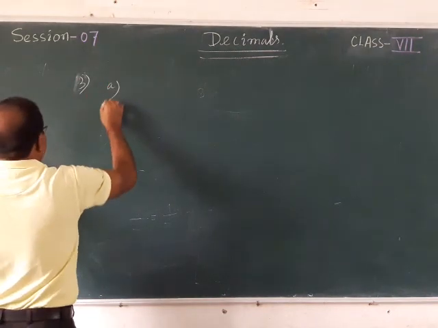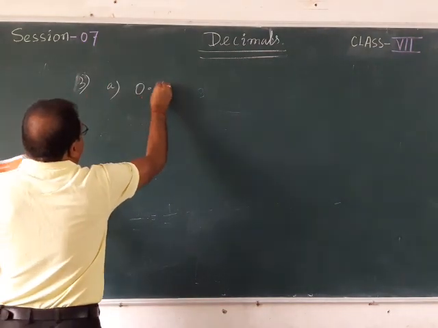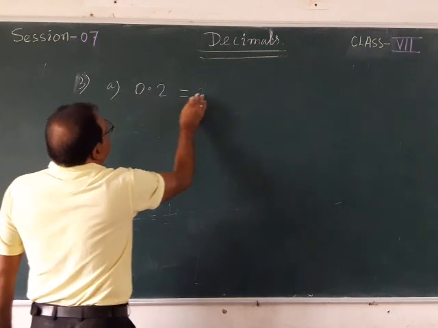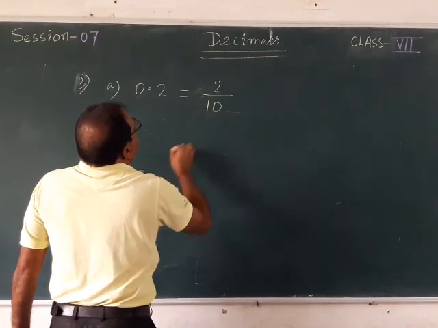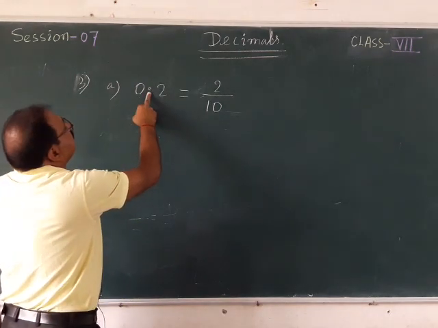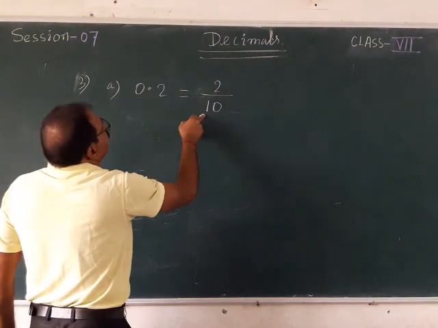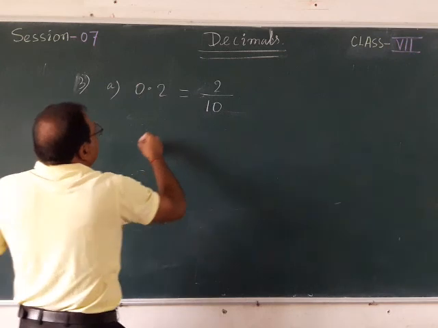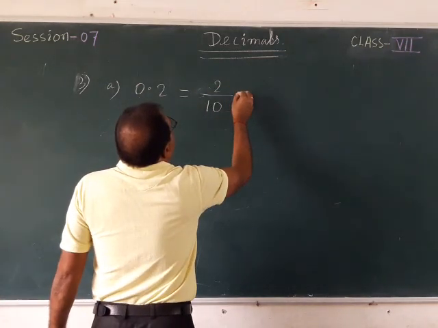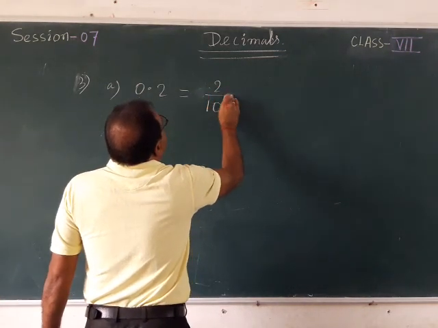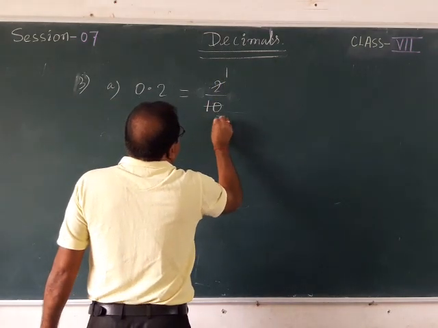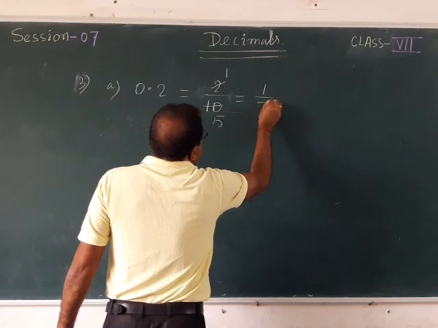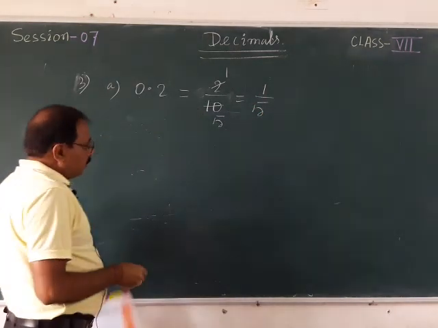Let me show you. This is 0.2. You want to convert 0.2 into fraction, so you can write 2 upon 10, because after the decimal there is only 1 digit. Okay, and you can cancel this number, or you can leave it like that only, there is no problem. If you cancel, then 2 1 ja 2, 5 ja 10, so you can write your answer as 1 upon 5.